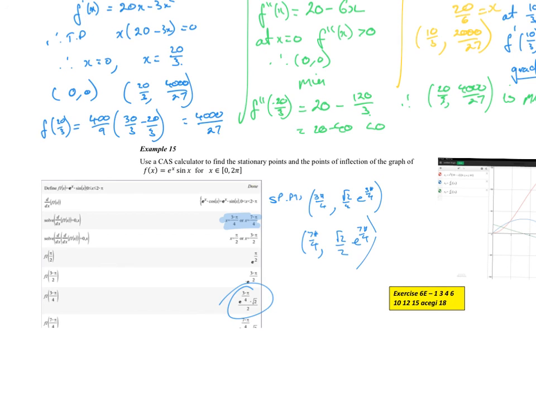Now the points of inflection. The points of inflection are where the second derivative is 0, which is here. So inflection, so it's just pi on 2, e to the pi on 2, and 3 pi on 2, e to the 3 pi on 2. Obviously because sine at those points is 1 and -1, so it's the negative sign there, which is a bit hard to see.